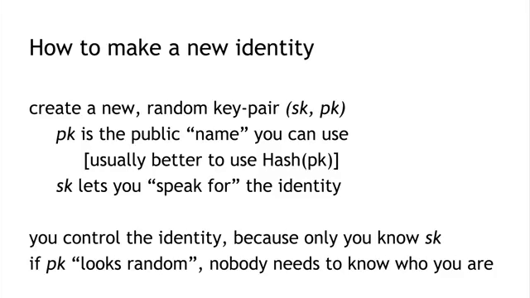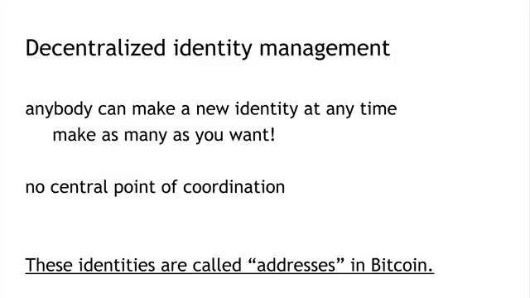So PK, or the hash of it, is the public name that you use to talk about the identity. And SK, the secret key, is the information that lets you, the person who generated this identity, speak for the identity. You control the identity because only you know the secret key. And if you generated this in such a way that the public key PK looks random, then nobody needs to know who you are. You can generate a fresh identity that looks like a face in the crowd, that only you can control.